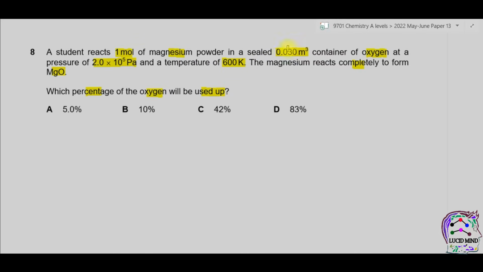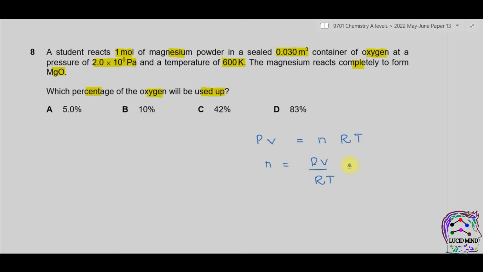We have a container of oxygen that contains this much volume, this much temperature, this much pressure. So let's first find the number of moles of oxygen that were actually present. So we can use the ideal gas equation, PV equals nRT. Now we need to find out the number of moles, so n is equal to PV divided by RT.